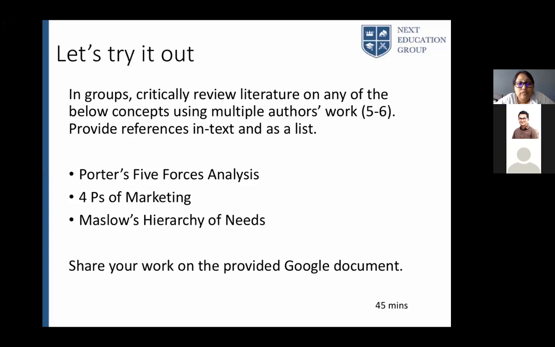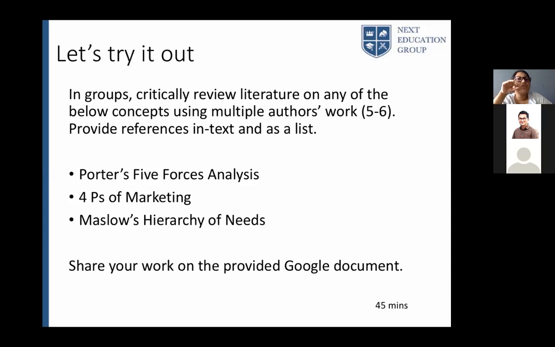So what you can do is first quickly pick one of these things to review, and then quickly search for authors who have criticized it. When you're searching on Google for the journal article, you can search for 4 P's of marketing criticism, journal article, or marketing 4 P's criticism, PDF, because most journal articles are in PDF form. That's a little simple rule of thumb, right?